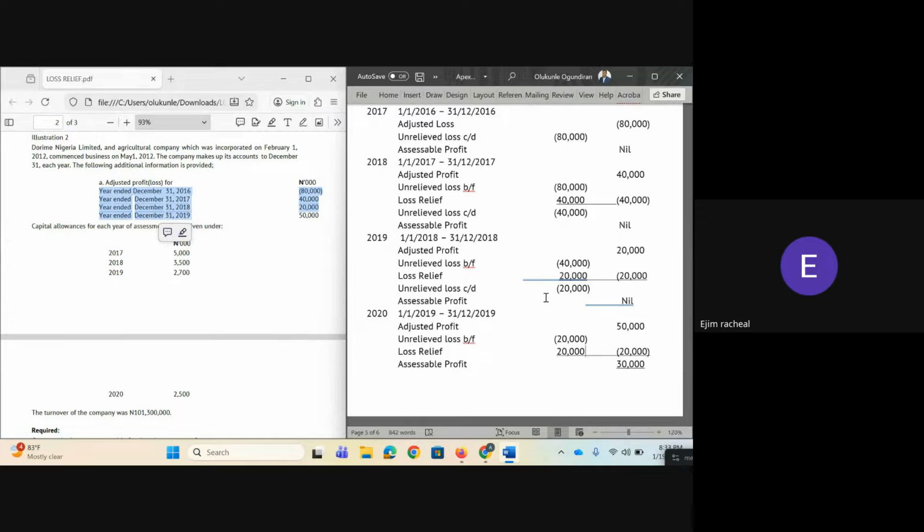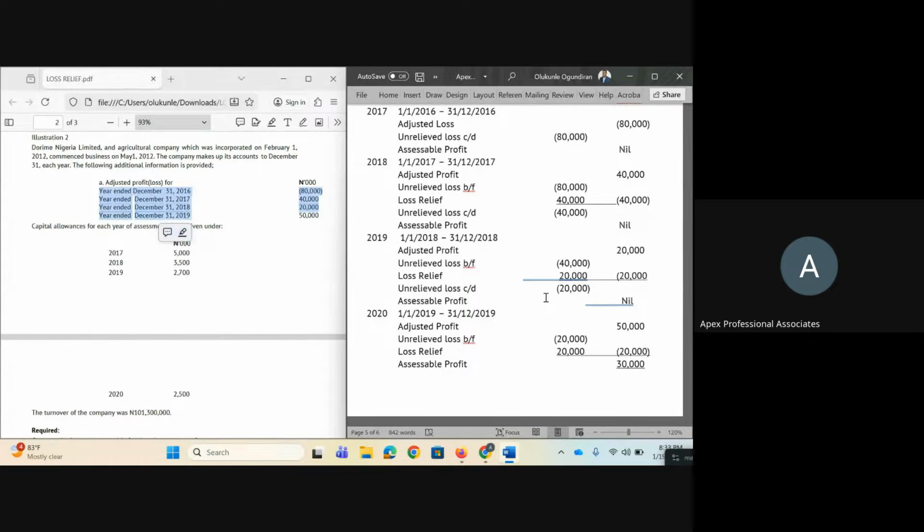Someone is asking, is it that they won't pay tax at all? In the year you make a loss, you will still pay tax. You will pay it under the minimum tax provision because there's no total profit to be assessed to tax. Obviously you still pay 0.5% of your revenue, your turnover, less franked investment income. That will make sense when I'm doing company income tax computation properly.